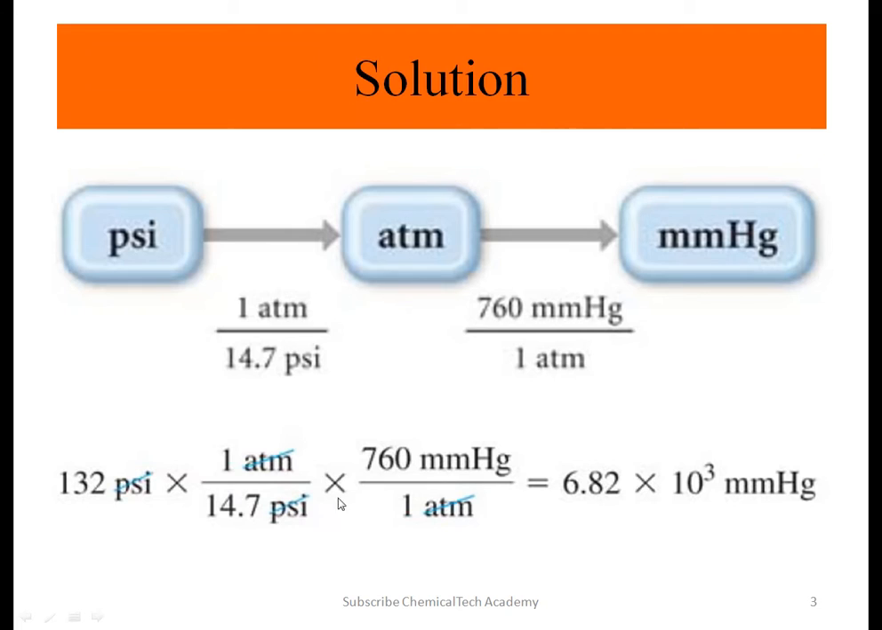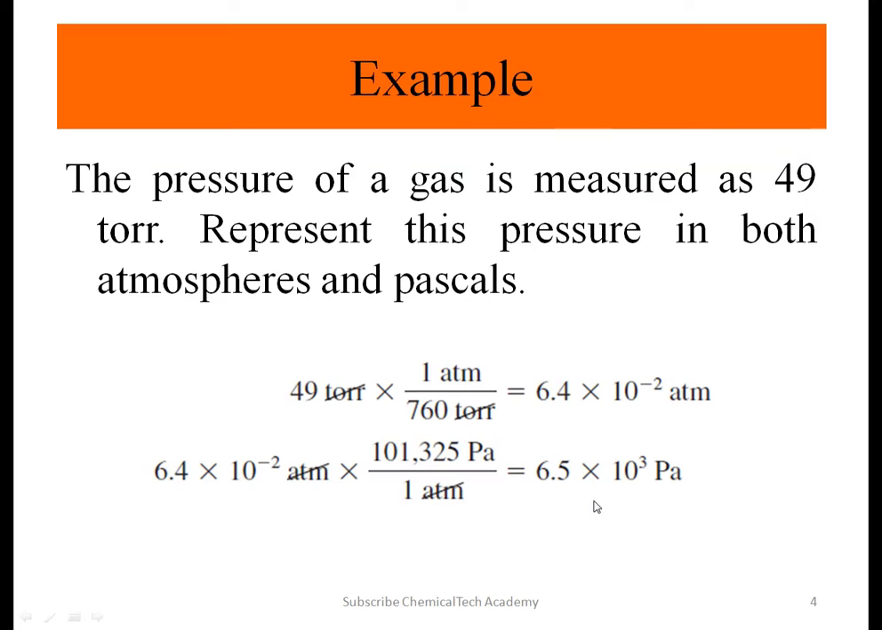So this psi cancel each other, atm cancel each other, and then we calculate these numbers. So we will have 6.82 times 10 power 3 millimeter mercury.